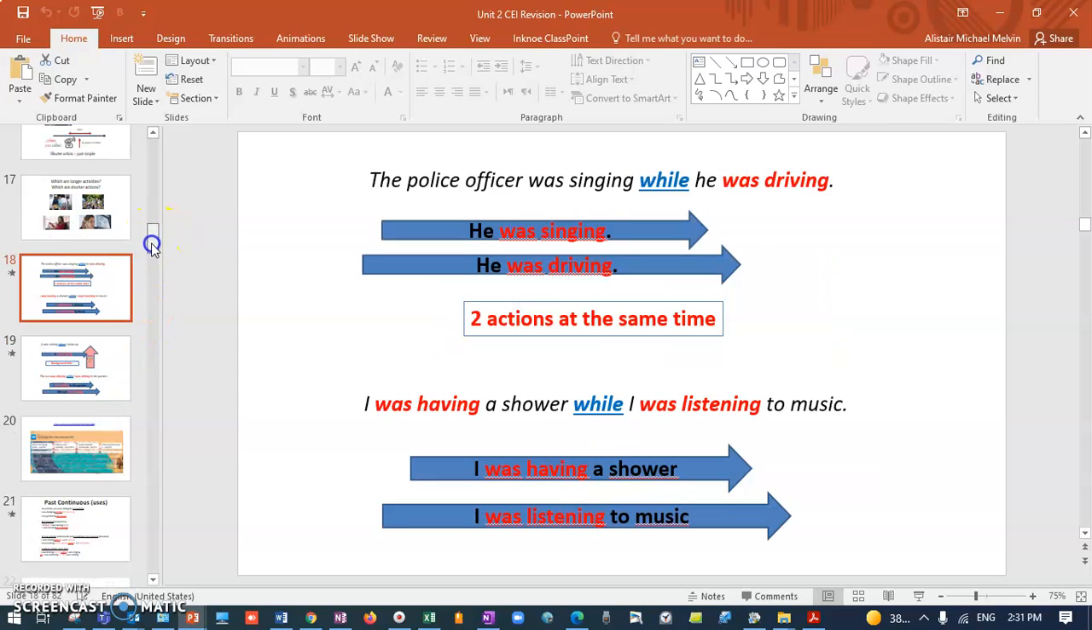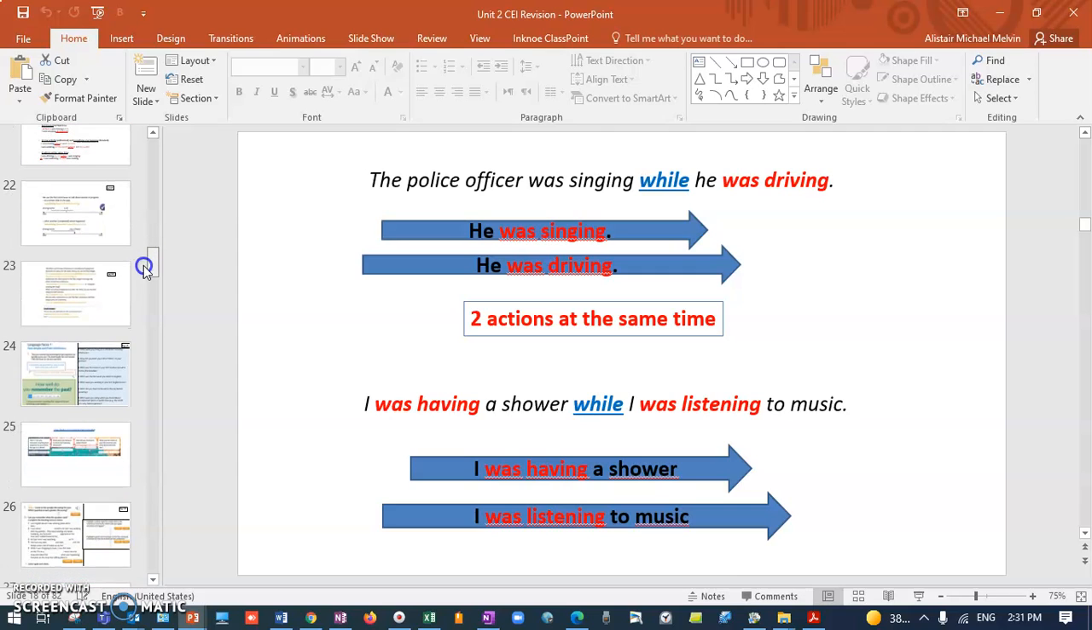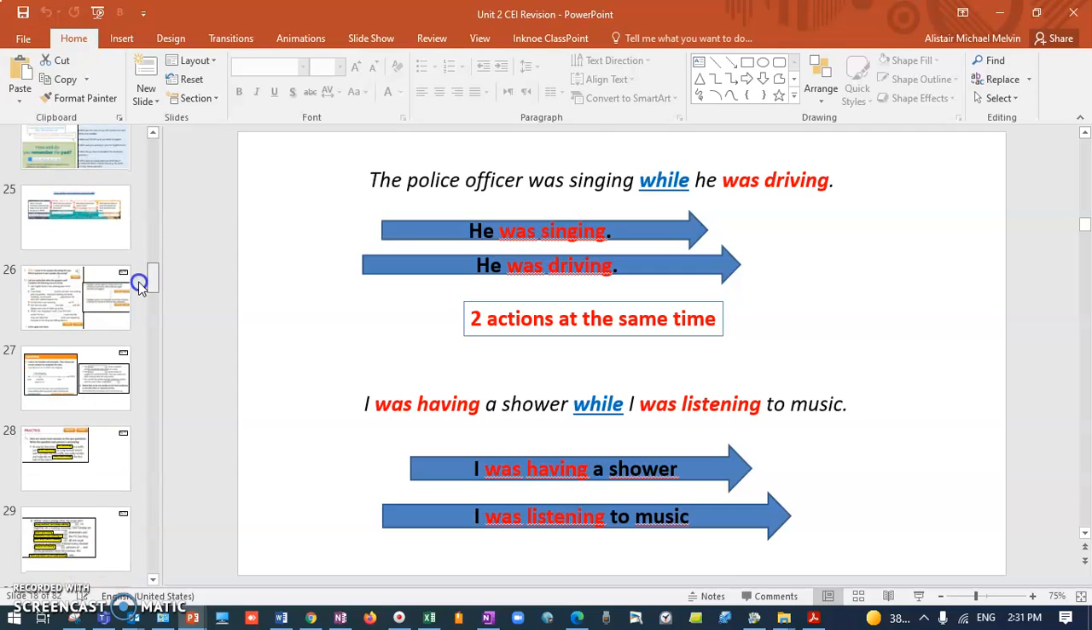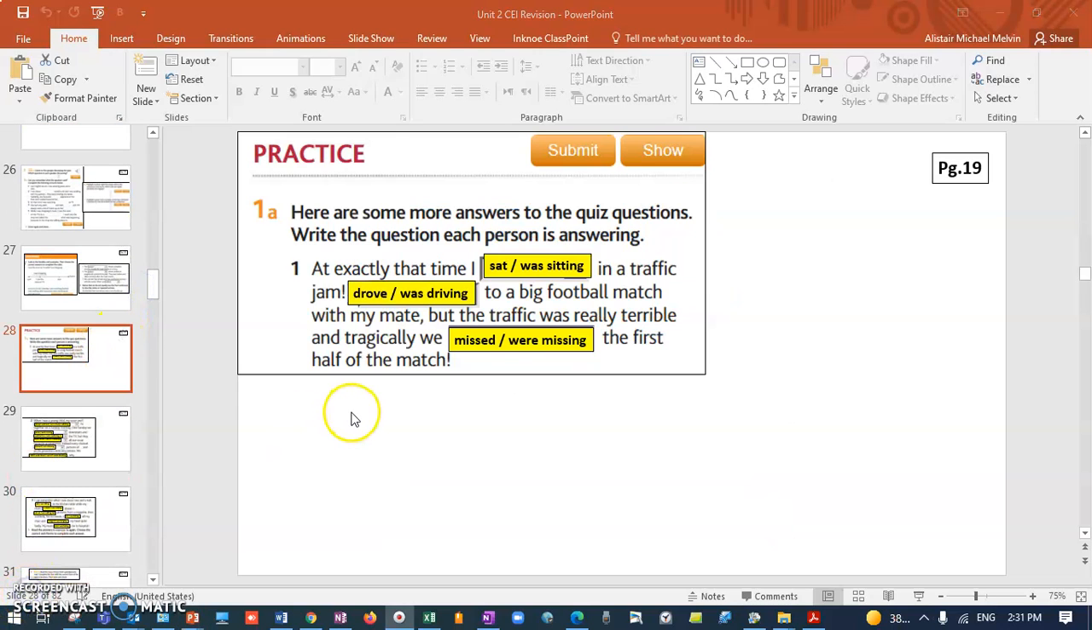All right, let's just go straight to the Blackboard tasks for that one. Actually, let's look at this one from the ebook first. This is page 19 in the ebook. Okay, so at exactly that time, I sat or was sitting in a traffic jam. Probably was sitting is better here because at that time it's not finished and it's something that takes a fairly long time.